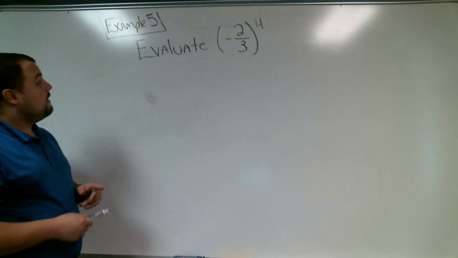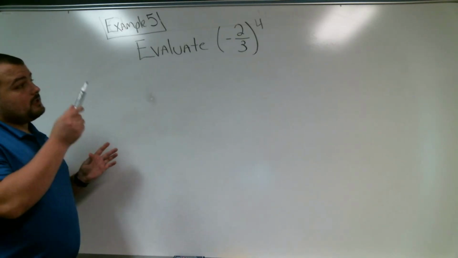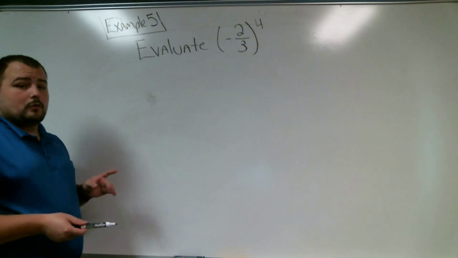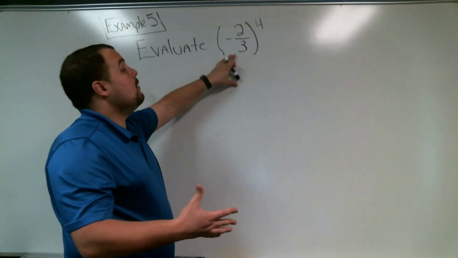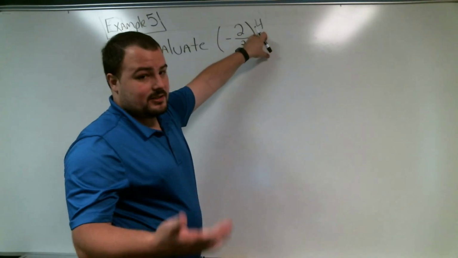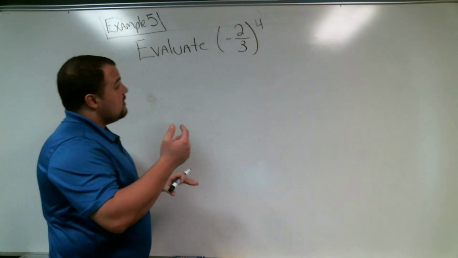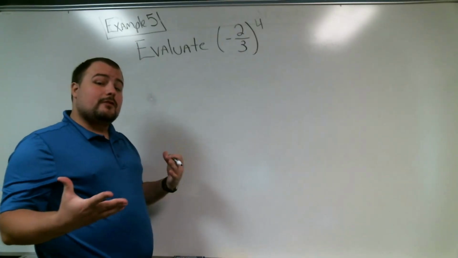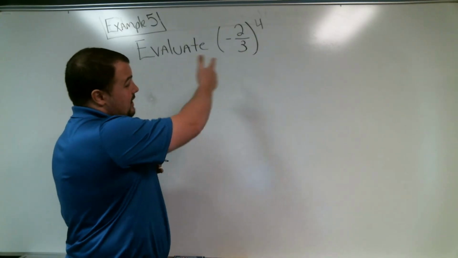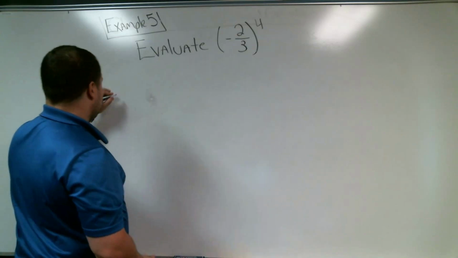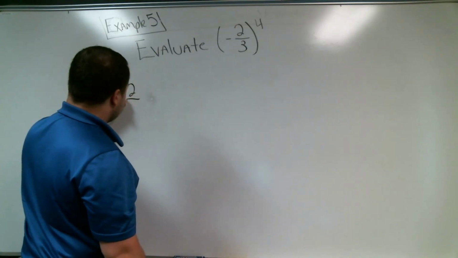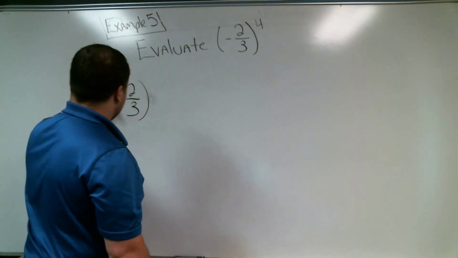In example 5, what we're doing is we're evaluating negative 2/3 to the 4th power. Now, a base is the number that's being multiplied where the exponent tells us how many times it's being multiplied. Evaluate just means that we have to figure out the answer. So we're going to figure out the answer of negative 2/3 to the 4th power. I'm going to write the base 4 times because that's what my exponent tells me.